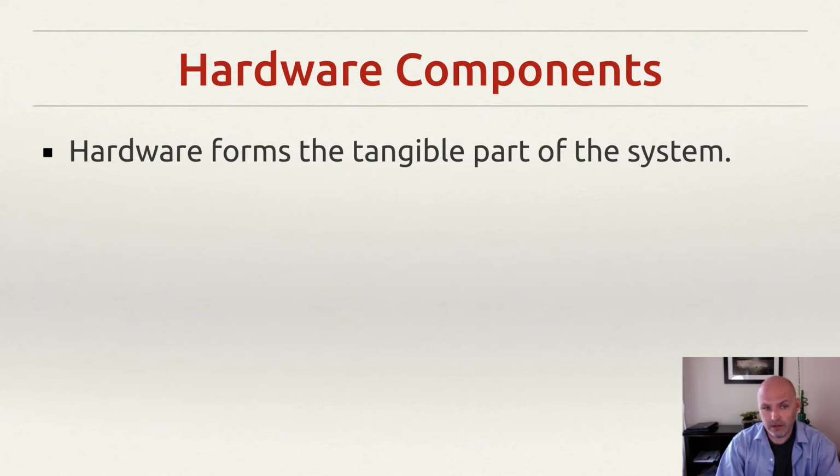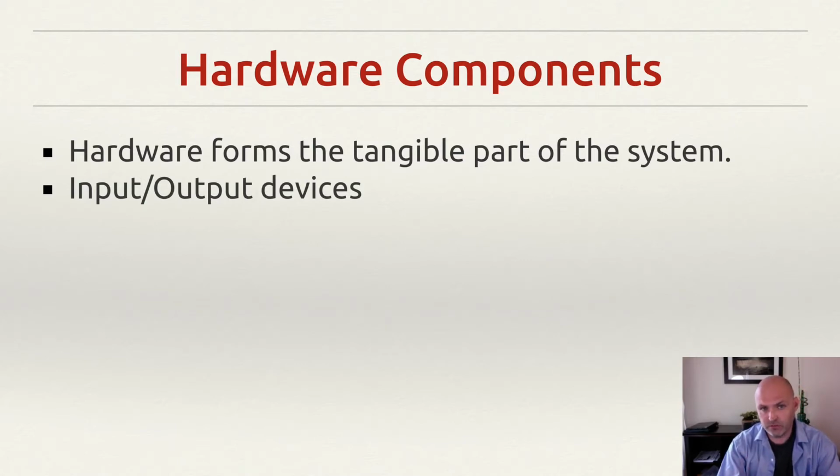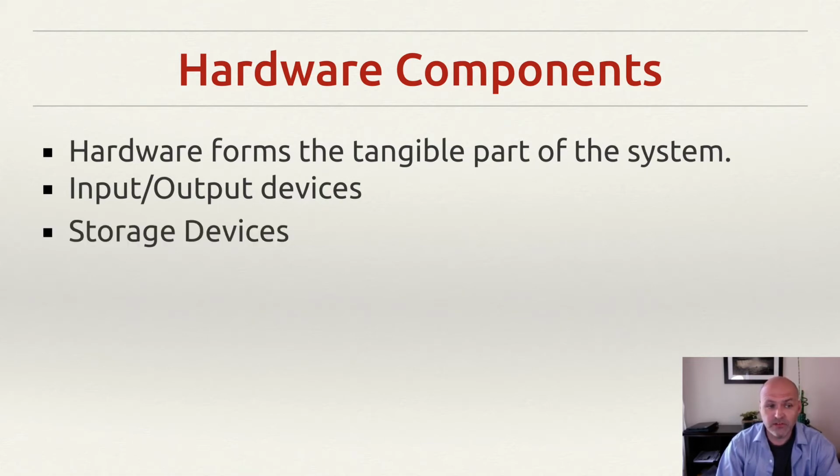So the hardware, when we refer to the hardware and the software, we know that the hardware forms the tangible part of the system. This is the physical machine that we can touch and visually see. We have input and output devices that are connected to it. So our keyboard, our mouse, these are input devices. Our microphone that I'm using right now to record this video is an input device. Output devices are screens, things like that. Speakers are output devices.